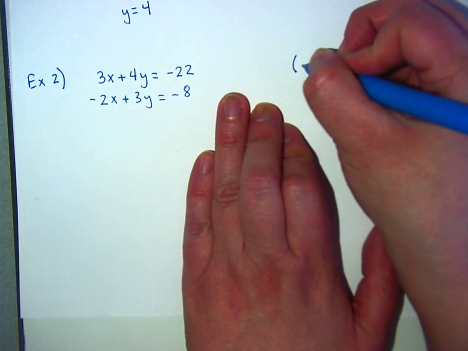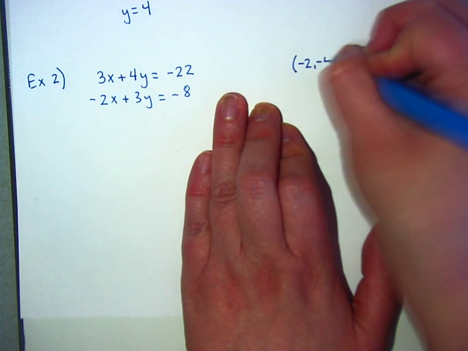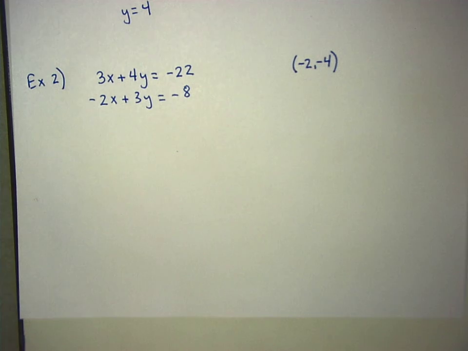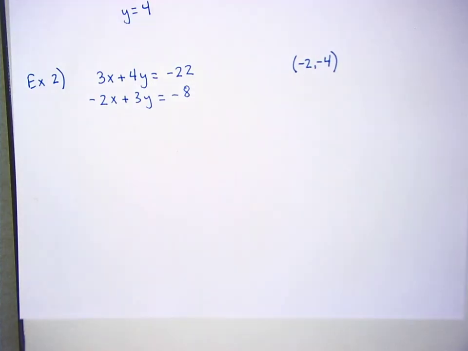Your answer is (negative 2, negative 4). If you and your partner are not getting that, call me over and I'll help you.